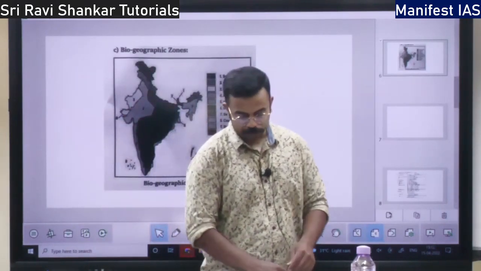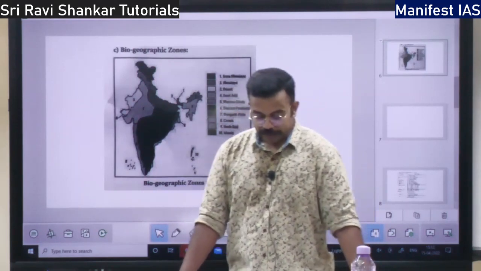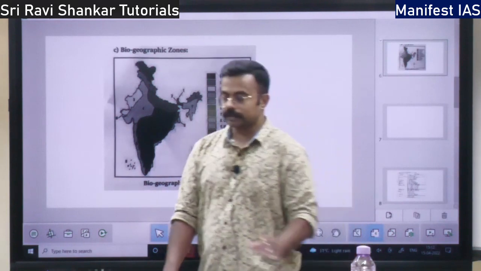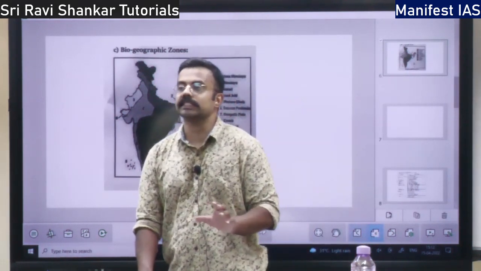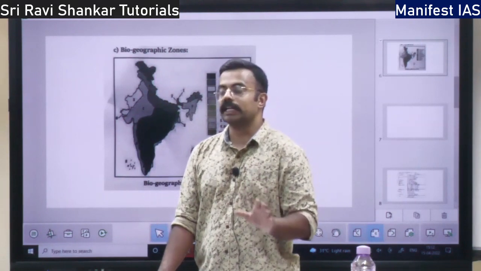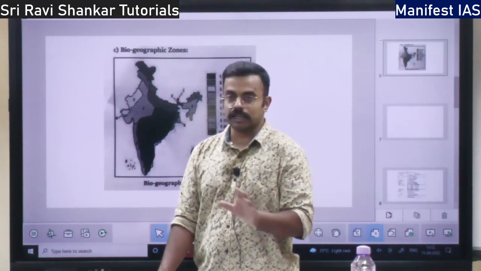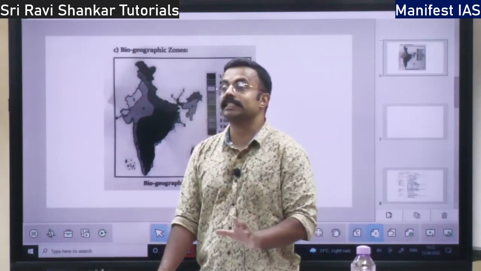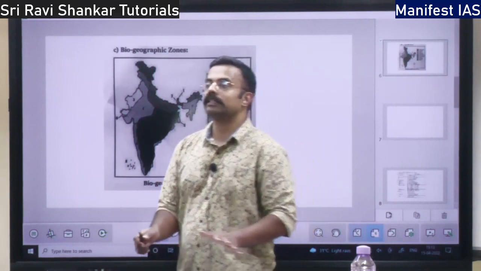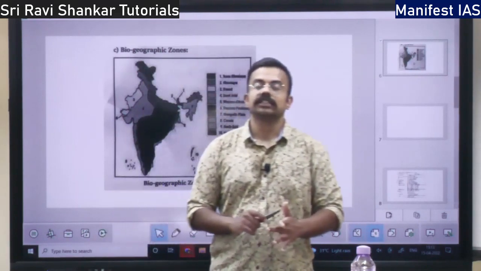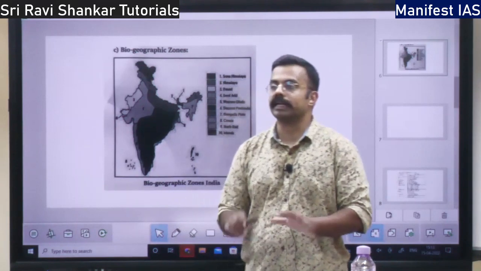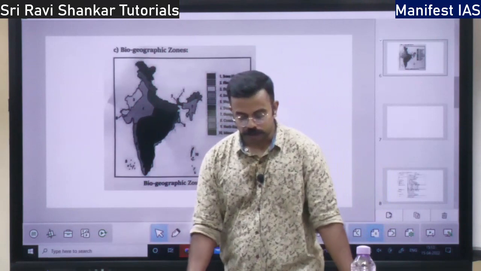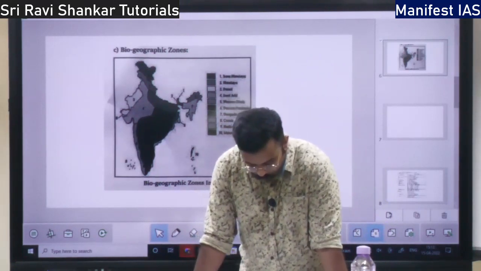So what is a realm? It is the largest region in an ecosystem which has similar biota, similar types of animals and plants, not exactly similar. It is the largest region of the ecosystem where there is similar biota, that is climate, temperature, plant variety, animal variety, all having some similar characteristics. So that is a realm. India has 2 types of realms.